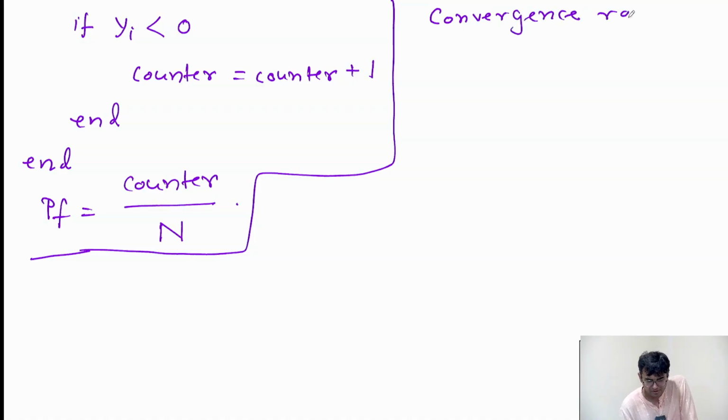First of all, how do you find the convergence rate of a sampler? In what terms? When will you say, think about finite element, when will you say that the mesh has converged? When reducing the mesh, the results would not change.